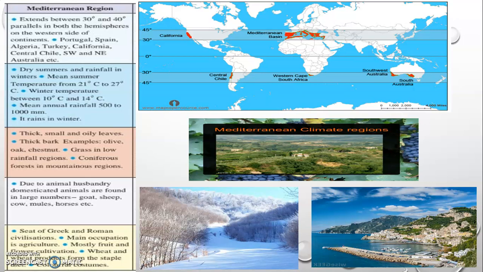Okay, the monsoon region is from 250 to 2500 millimeter, and the Mediterranean is from 500 to 1000 millimeter. So it also rains during the winter season, because snowfall is there, so it also rains. Cold, dry, cool winter seasons are there. So this is the climatic condition of the Mediterranean region. Okay, I hope you are clear with this.